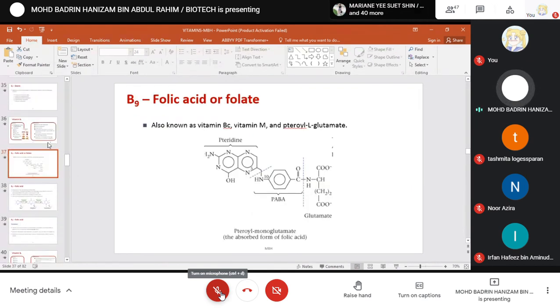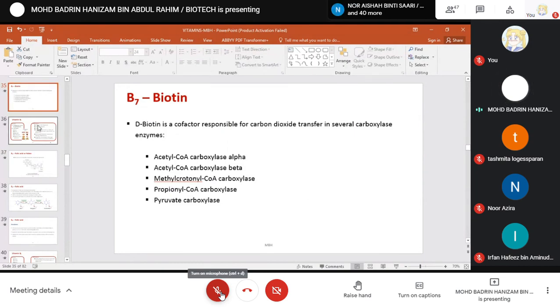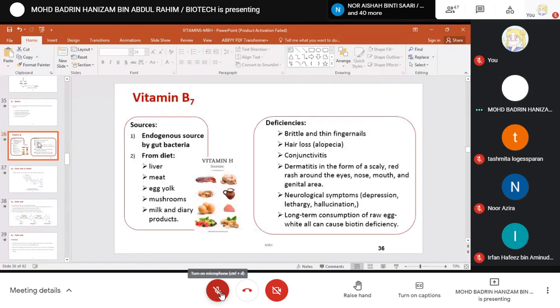I will finish up to biotin. Right, folic acid.